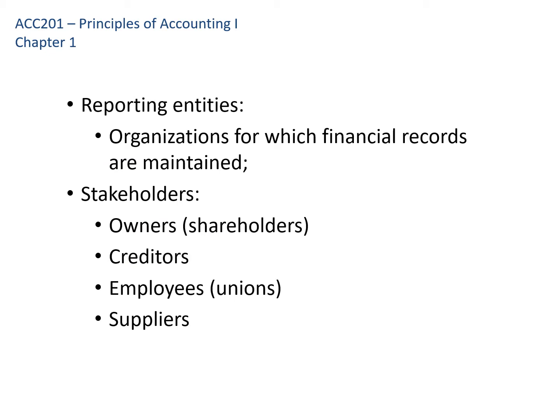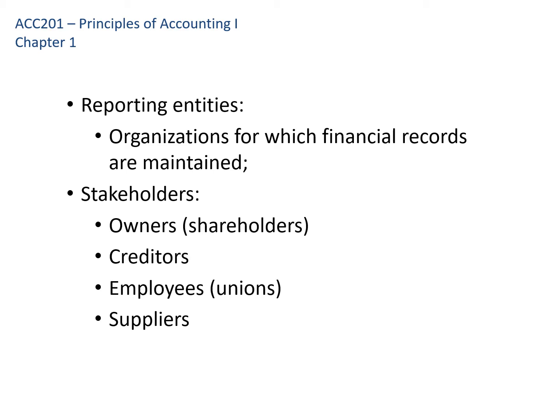So a couple of things to talk about here. So there are different reporting entities. So the reporting entity is the organization for which financial records are maintained. So usually that's a company. And we'll talk about different types of companies a little further in the semester. It could also be a division within a company. So sometimes companies are broken down into smaller segments for reporting purposes. And the people that are going to receive the financial statements are what are called stakeholders. So stakeholders are people that have a stake in the outcome of the business.